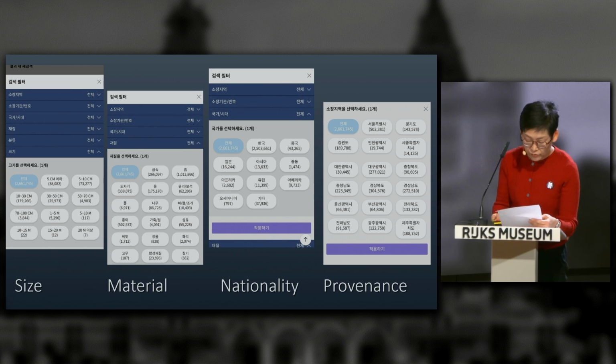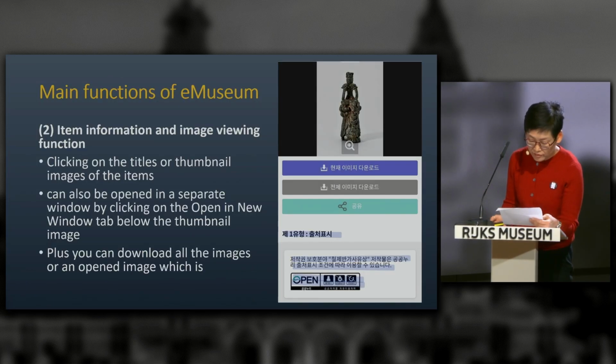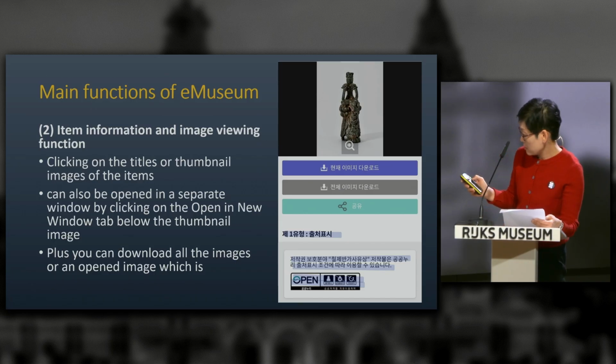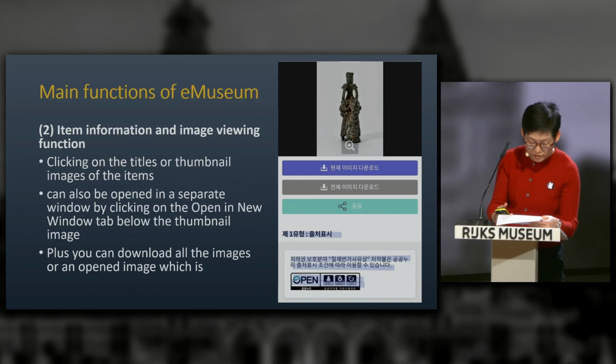Clicking on each catalog reveals a more detailed classification system. Clicking on the title or thumbnail images of the items can also be opened in a separate window. You will see an open mark, highlighted in blue, indicating that these materials fall under the first category of government-designated public works.